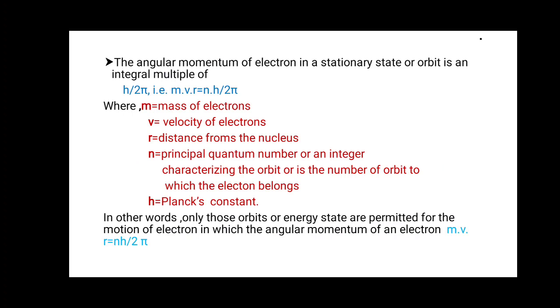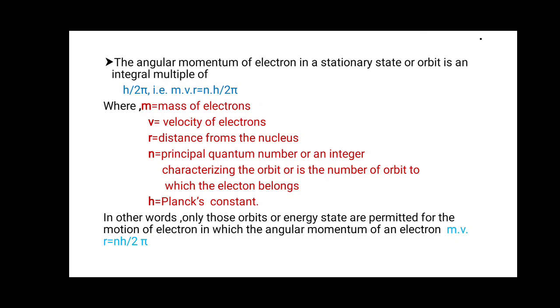Here, mvr is equal to nh divided by 2 pi, where m is the mass of the electron, v is the velocity of the electron, and r is the distance from the nucleus to the electron. This formula gives the angular momentum of a stationary state of an orbit. n is the principal quantum number, an integral characteristic of the orbit, or the number of the orbit to which the electron belongs, and h is Planck's constant.